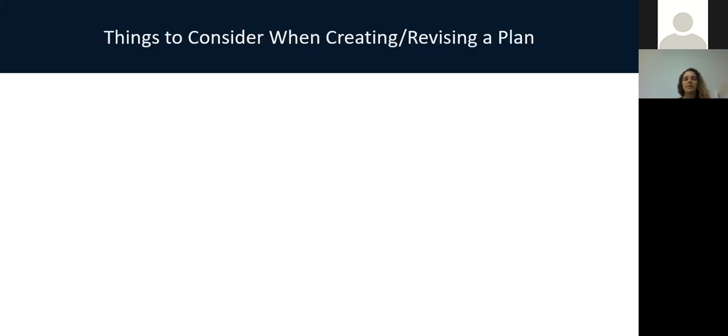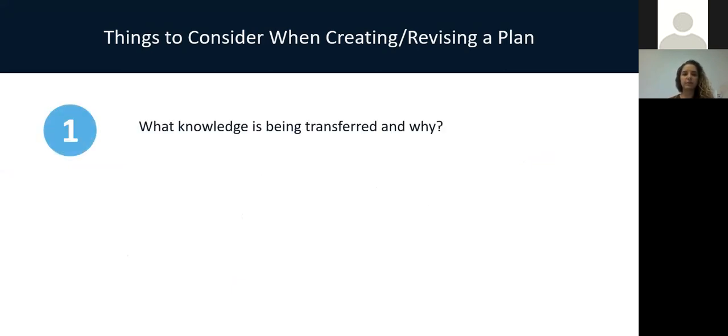So here are some things to consider when creating or revising your current knowledge transfer plan or your current training strategy. One, what knowledge is being transferred and why? It's important to determine what you're trying to transfer to the junior engineers. Is it syntactical knowledge? Is it requirements writing best practices? Or is it actual internal rules and philosophies on writing requirements? And why is this knowledge being transferred?